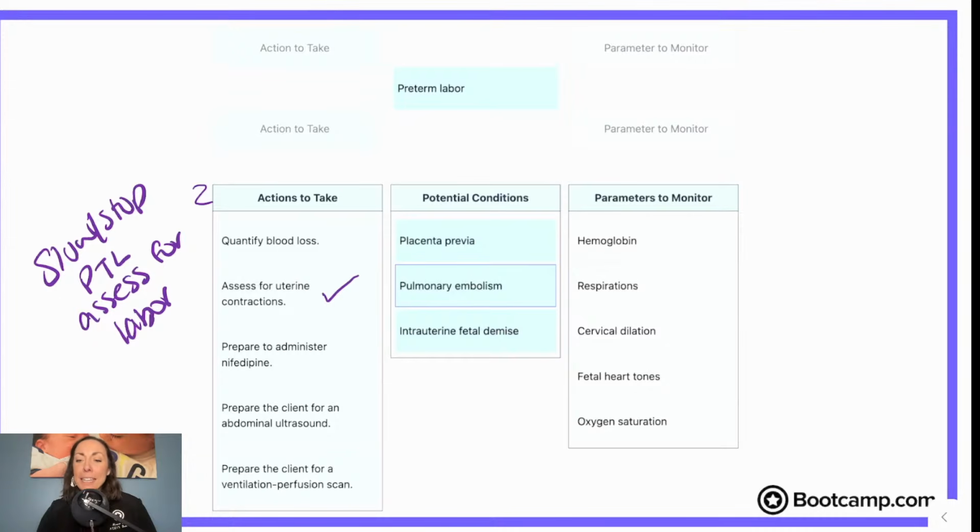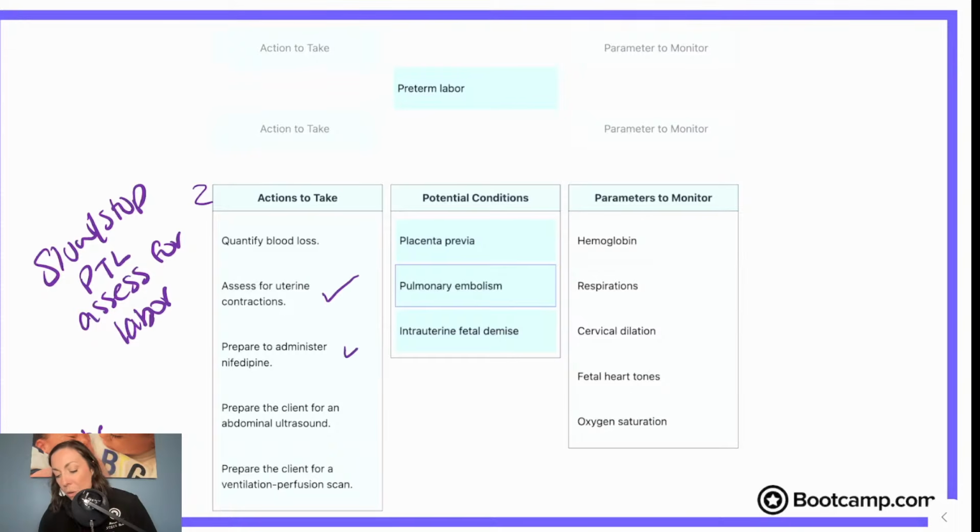So nifedipine is a blood pressure med, right? We give it as an antihypertensive. But if you are in labor, it's what's called a tocolytic. And tocolytics are going to slow or stop uterine contractions, right? So that is going to help us stop or delay this preterm labor. Awesome. Yep, tocolytic. You all got it.